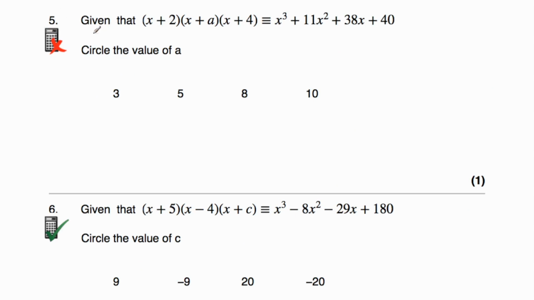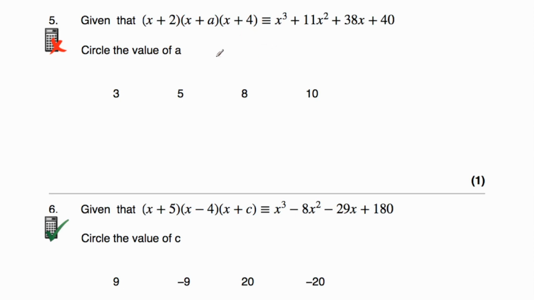Okay, question number 5. It says, given that (x + 2)(x + a)(x + 4) is equivalent to x cubed + 11x squared + 38x + 40, circle the value of a. There are different ways we can do this question. One way would be to multiply out our brackets: multiply out (x + 2)(x + a), get that answer, and then multiply that by (x + 4).